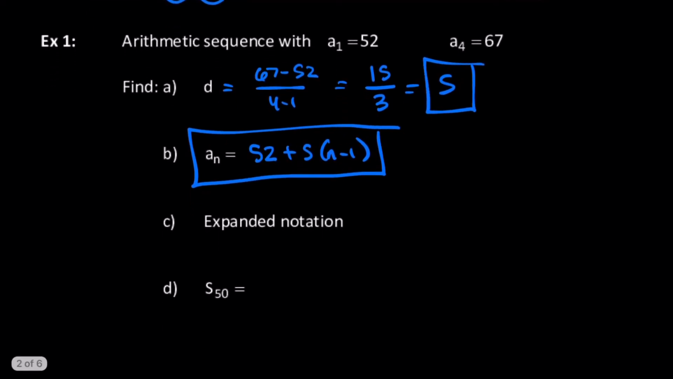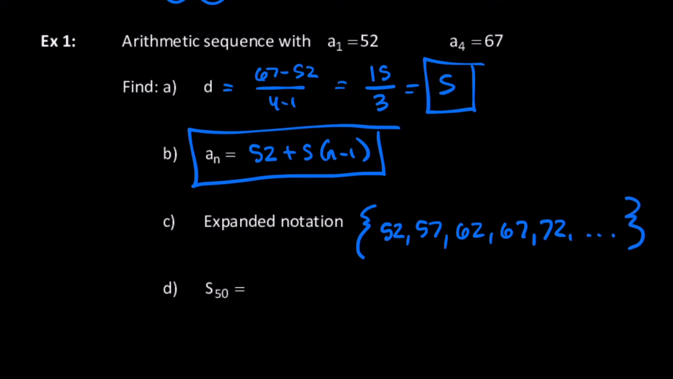Expanded notation. So expanded notation, and at this point you can probably do this in your head, but you have to list out the first 5 or 6 terms. So if I know I'm starting with 52 and I'm increasing by 5 each time, we don't really need to write all those operations out. You know it's going to be 52, and then 52 plus 5 is 57, and then 57 plus 5 is 62, 62 plus 5 is 67, 67 plus 5 is 72, and that's good enough. They'll just keep going.